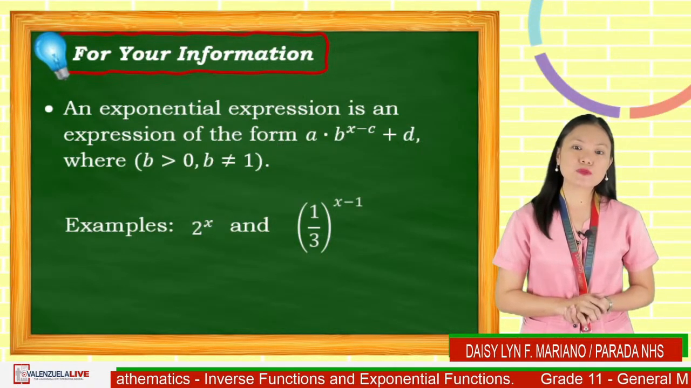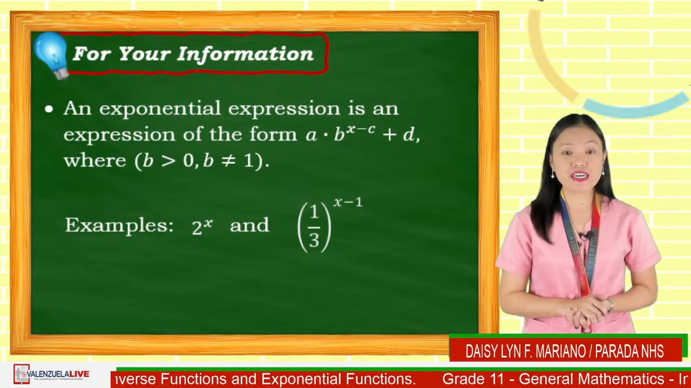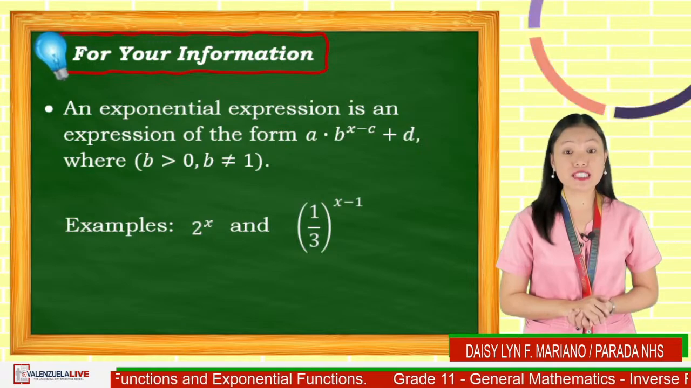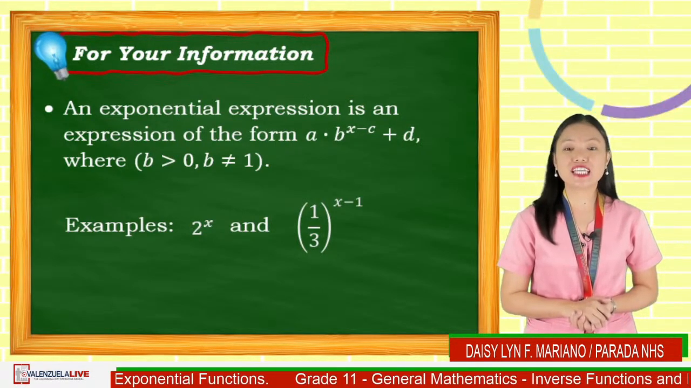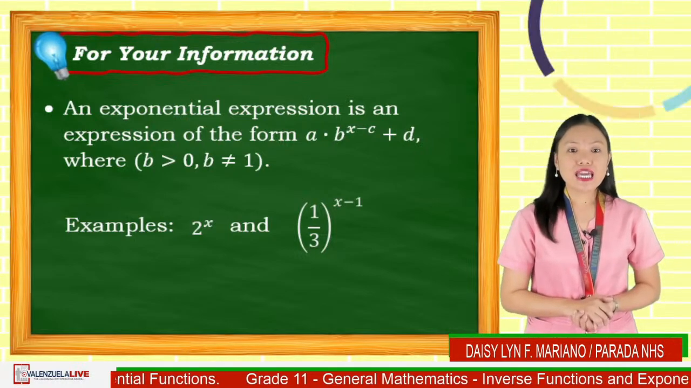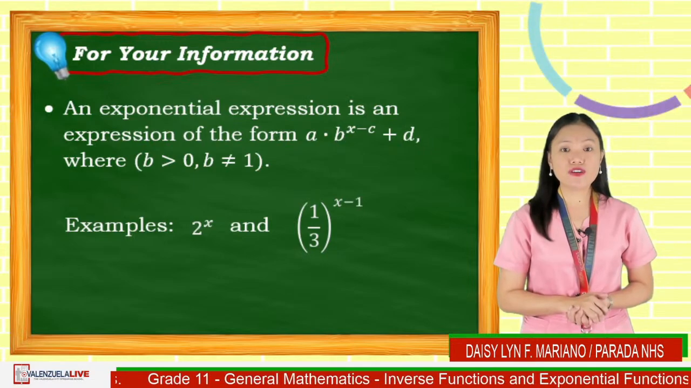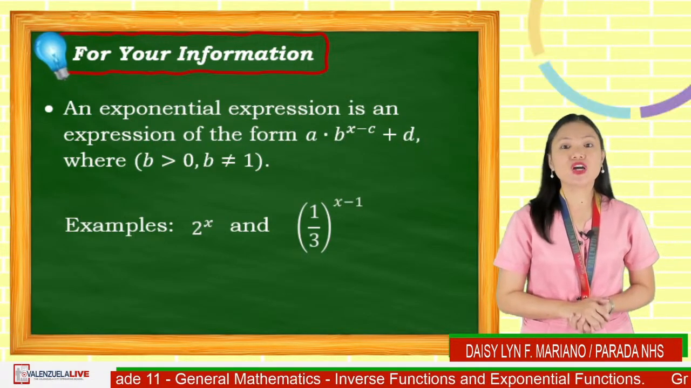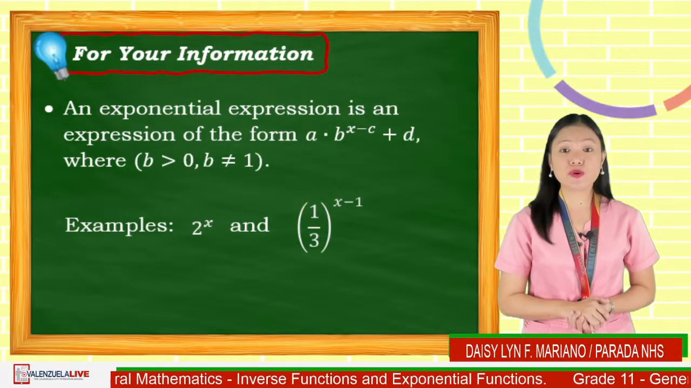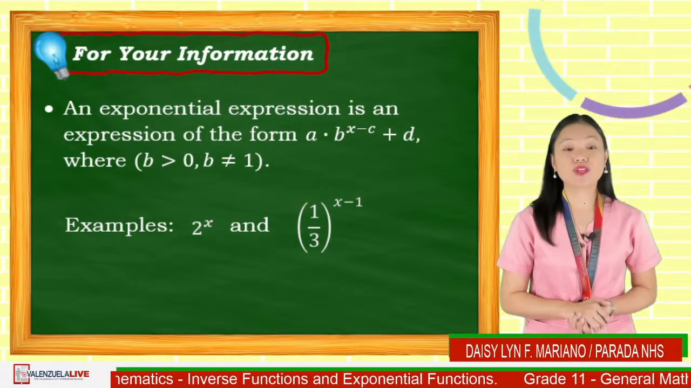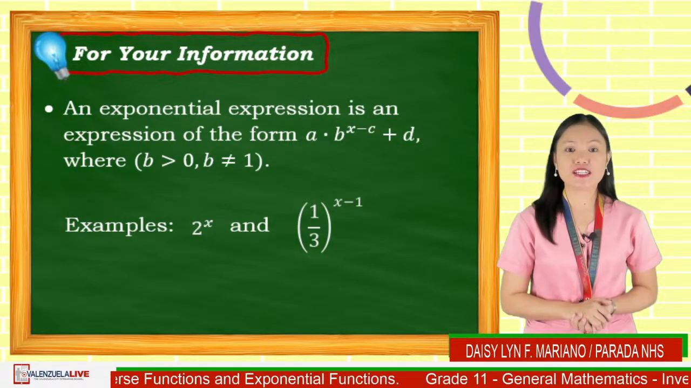An exponential expression is an expression of the form a times b raised to x minus c plus d, where b is greater than 0 and b is not equal to 1. Examples are 2 raised to x, quantity 1 over 3 raised to x minus 1. 2 and 1 over 3 are bases, and are greater than 0 but not equal to 1. Also, exponents are of the form x minus c.